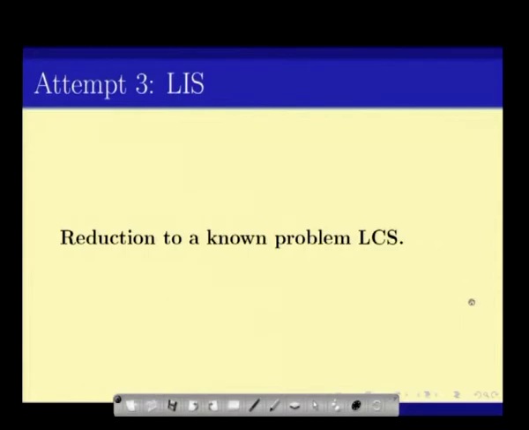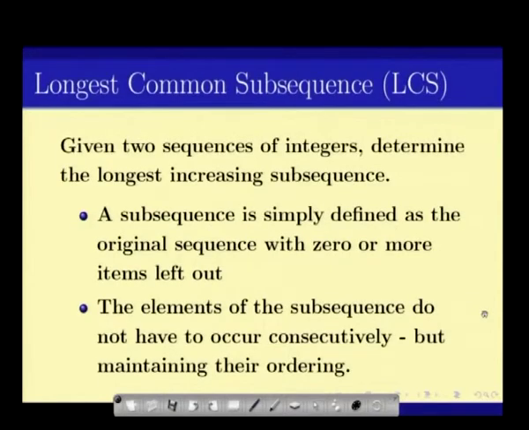So, let me give you a different approach to solving this problem, still using dynamic programming, but using a reduction to an earlier known problem. This is the case when we reduce it to the longest common subsequence. To quickly recap, given two sequences of symbols, if you want to determine the longest subsequence that is common to both of them, this is called the longest common subsequence, and our goal is to output it.